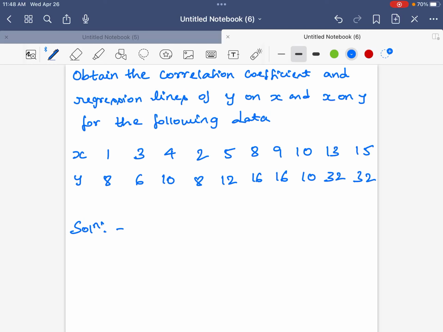Let us consider the problem on regression lines of y on x and x on y. Along with that, I have taken finding the correlation coefficient also. Here there is data for x. For each value of x, y is given to us. X is taken as the independent variable and y is the dependent variable. For this data, we have to find the correlation coefficient r as well as the regression lines of y on x and x on y.